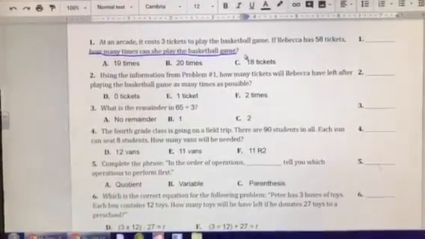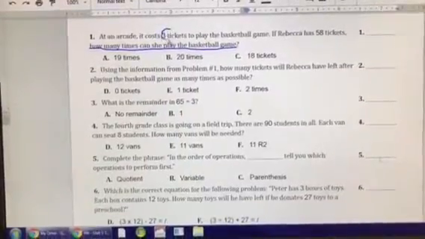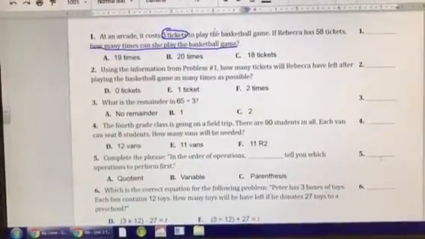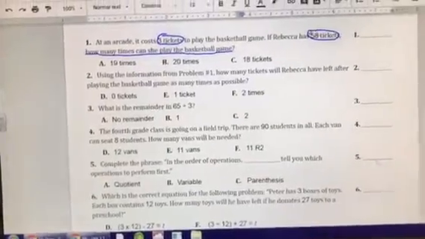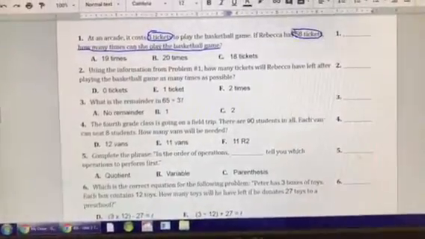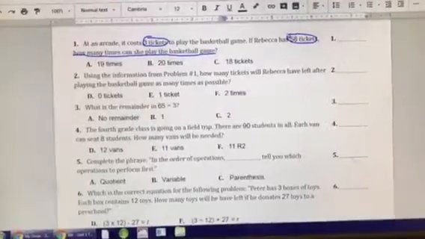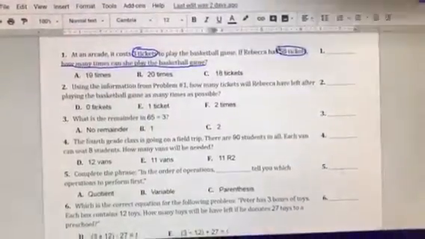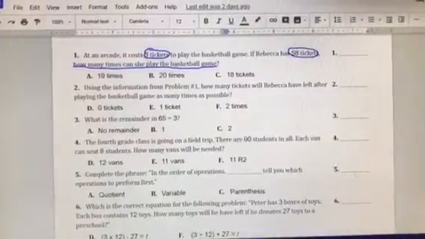So we can underline our question, and we see some important information, that it's 3 tickets to play, and she has 58 tickets. So with this problem, we're definitely dealing with grouping. We're taking these groupings of 3 and seeing how many times they can fit into 58. So this is a division problem. I'm going to take 58 divided by 3.